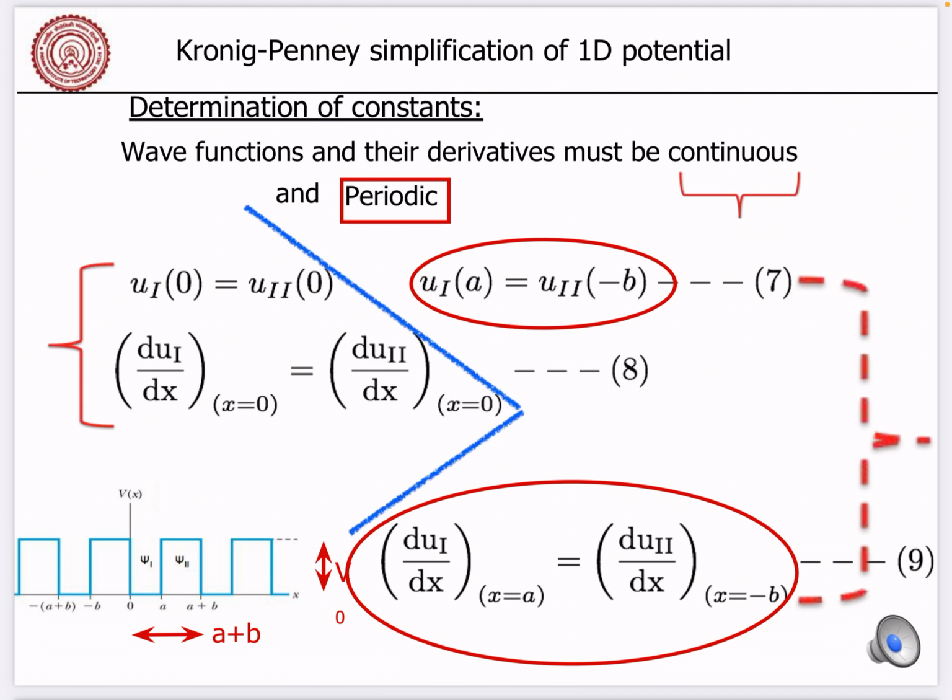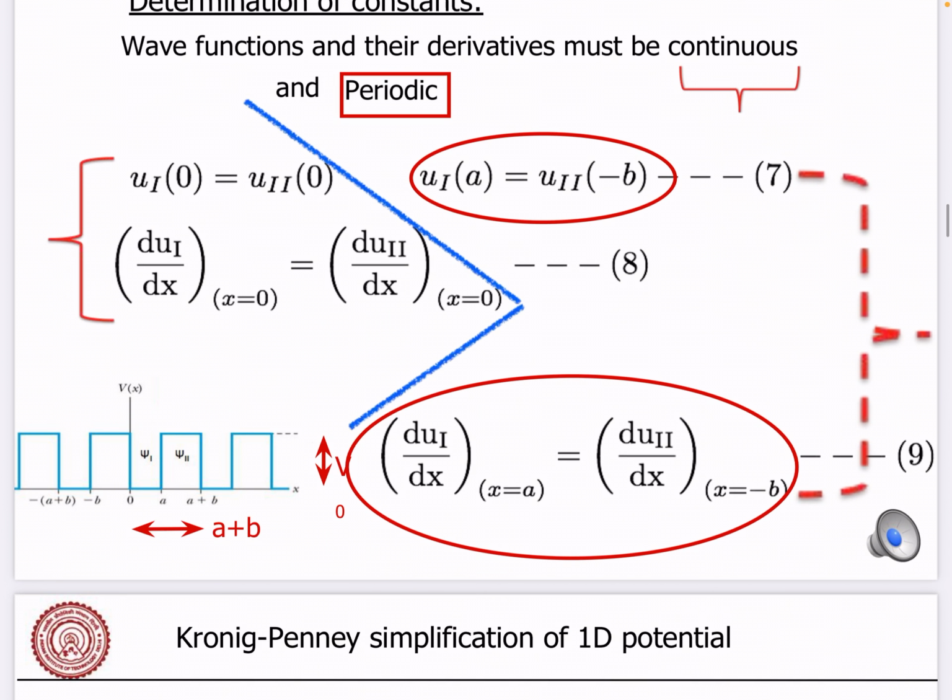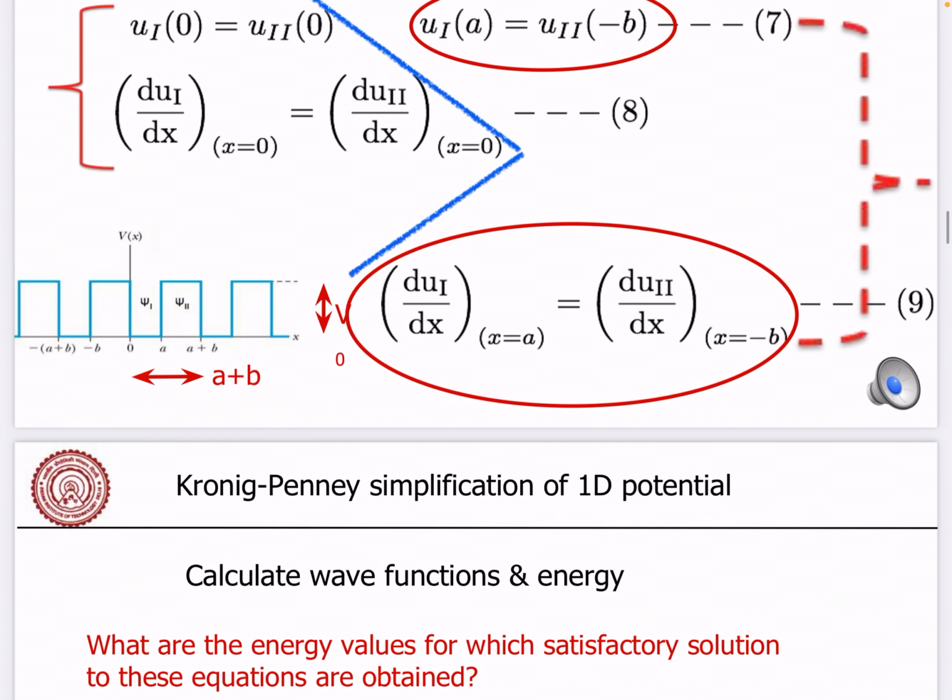Therefore u1 at x equal to a must be equal to u2 at x equal to minus b, right. In the minus b region the wave function is u2, and similarly for the derivative this must also be valid. So du1/dx at x equal to a must be equal to du2/dx at x equal to minus b, right.